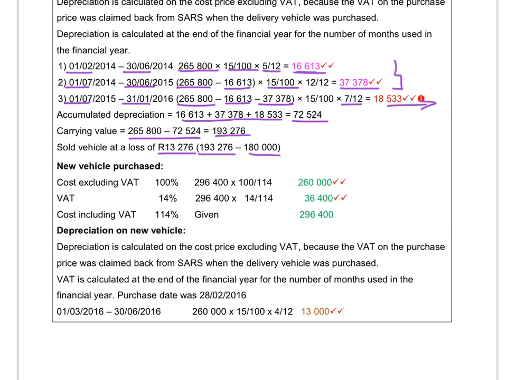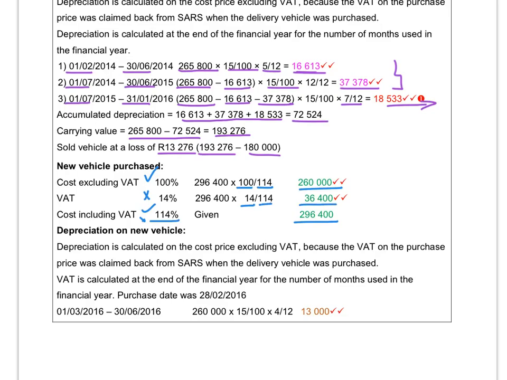They gave us the price including the VAT, so they gave us the 114% amount. So if we want to know what is the amount excluding the VAT, the one that we want over the one that we know, and that will give us a cost price of 260,000. The VAT amount will be the one that we want over the one that we know, 114, and that will give us 36,400.